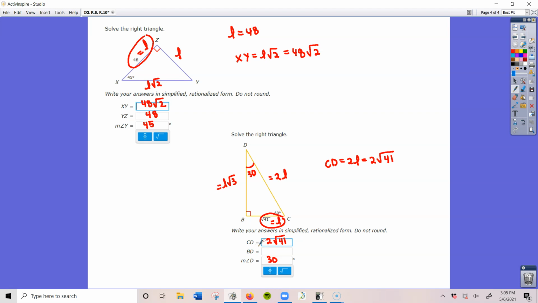Now to get BD. BD is equal to L times the square root of 3. So I put this together. L is square root of 41 times the square root of 3, which when I multiply these together, 41 times 3 is 123. Now they want all radicals simplified, but 123 cannot be simplified, since the two numbers that would multiply to give me 123 are 41 and 3, which cannot be broken down anymore. So we would leave it as the square root of 123.